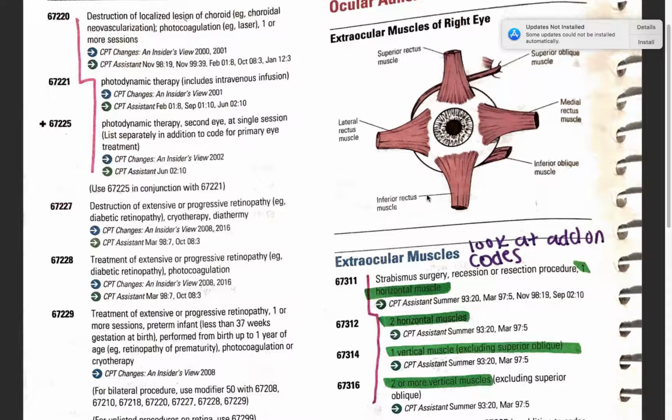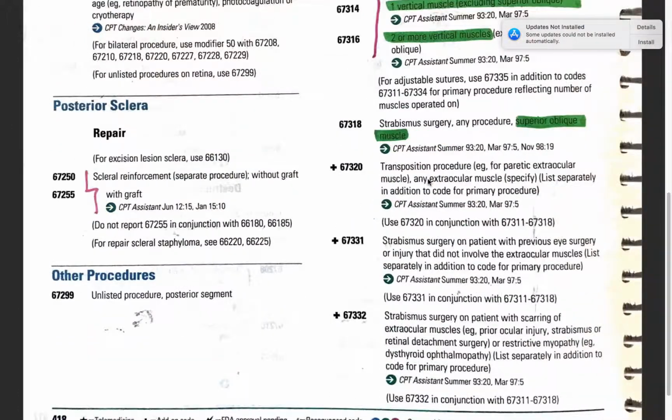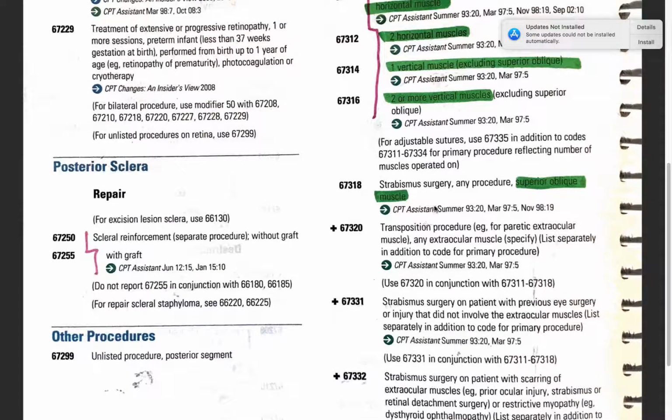You must look at the add-on codes too, and I put a note of that in this book. You have transposition procedure, any extraocular muscle, so that would be added in addition to the code above. You have strabismus surgery on patient with previous eye surgery or injury that did not involve an extraocular muscle, 67331. And you have strabismus surgery on a patient with scarring of extraocular muscles or restrictive myopathy, 67332. You also have the strabismus surgery, any procedure, superior oblique muscle.